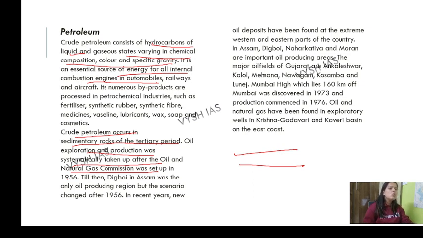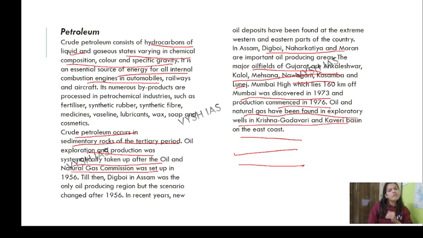In recent years, new oil deposits have been found in the extreme western and eastern parts of the country. Extreme western will be Rajasthan, extreme eastern will be Meghalaya and all those. In Assam, Digboy, Nahargati and Moran. The major oil fields of Gujarat are Ankleshwar, Kalol, Mehsana, Nawagam, Kosamba, Lunej. Mumbai High, again, is an offshore area of the Arabian Sea. Mumbai High, which lies 160 km off Mumbai, was discovered in 1973 and commenced production in 1976. Oil and natural gas have been found in exploratory wells of Krishna, Godavari and Kaveri basins in the East Coast.